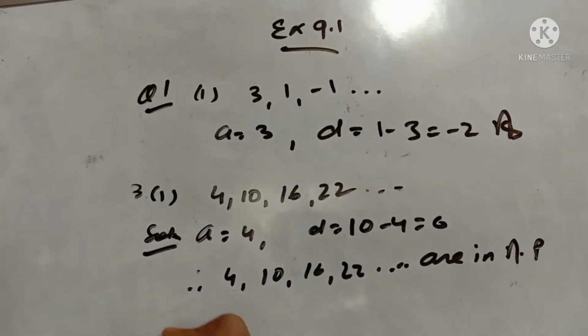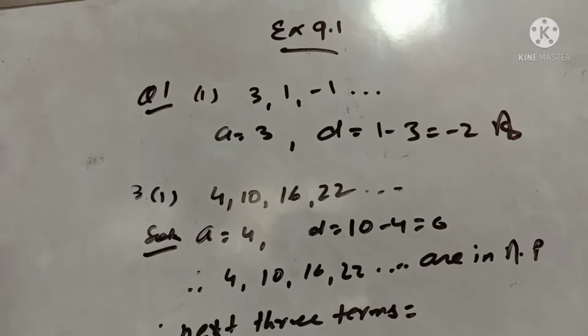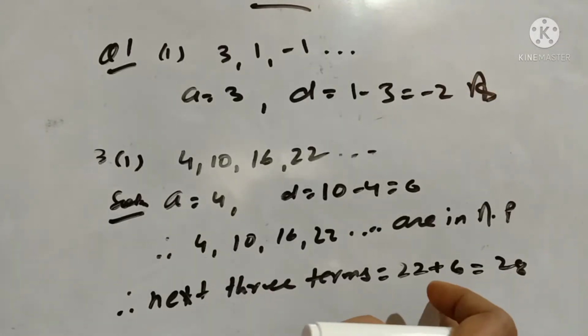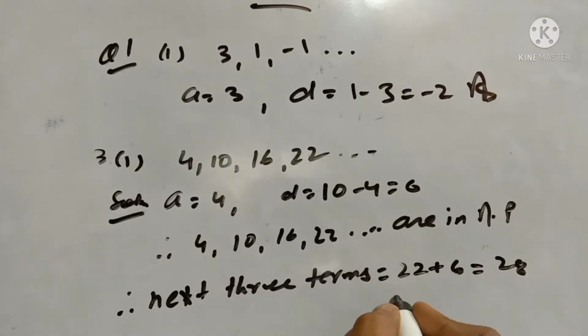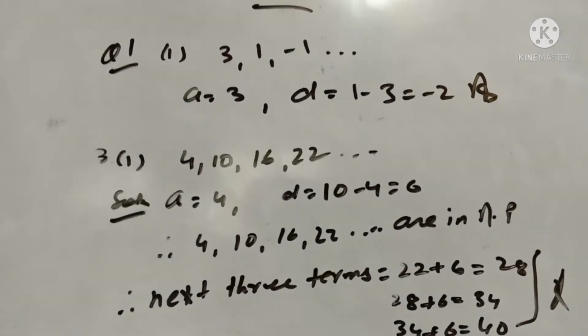Therefore, the next three terms will be: 22 plus 6 equals 28, 28 plus 6 is 34, and 34 plus 6 equals 40. So the next three terms will be 28, 34 and 40.